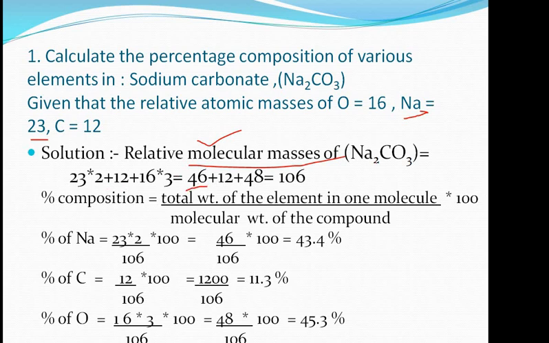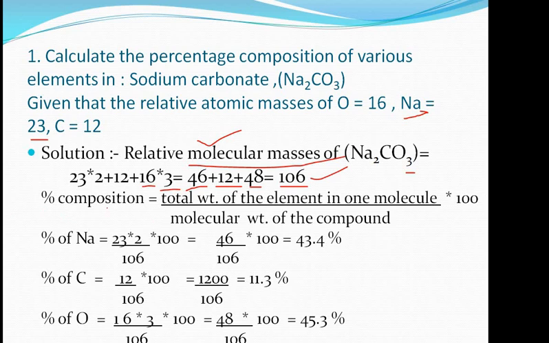Mass of sodium is 46. There is only 1 carbon atom and the atomic mass of carbon is 12, so it is written here as 12. Now in the case of oxygen, 3 oxygen atoms are present. 1 oxygen has mass 16 grams, so 3 will have 48. Now add 48, 12 and 46 and you will get your answer for the relative molecular mass, that is 106, right? Now you need to calculate the percentage composition.